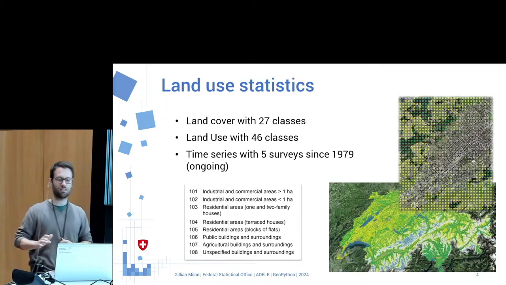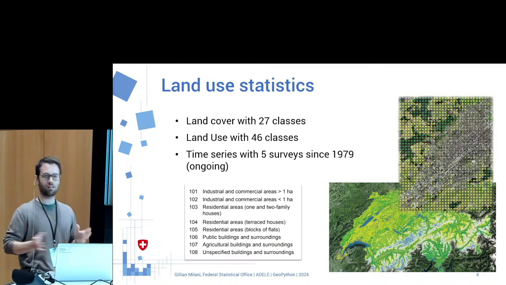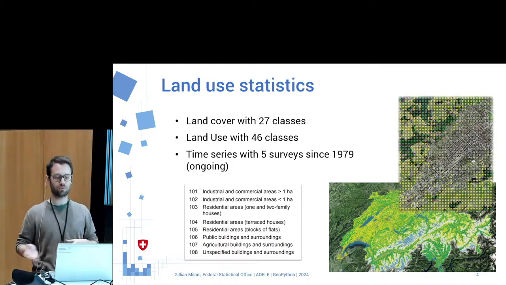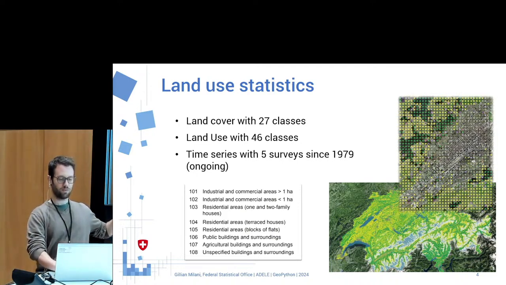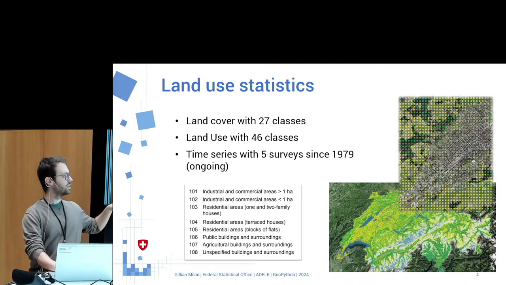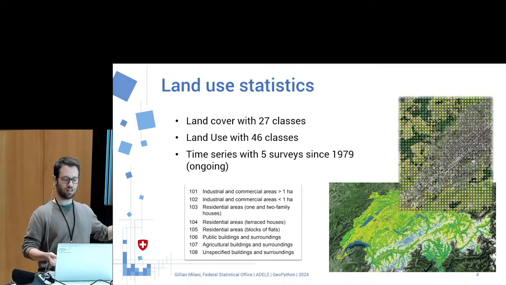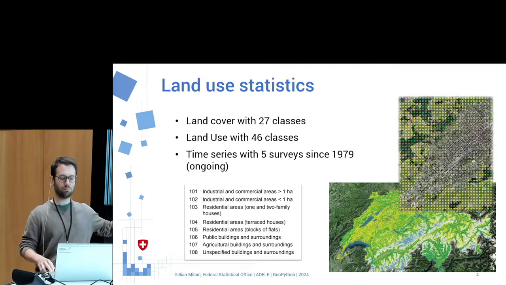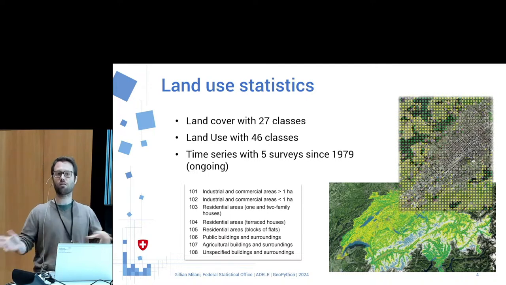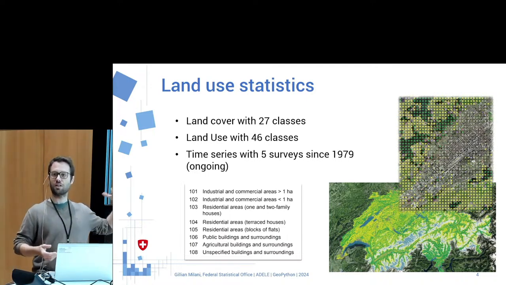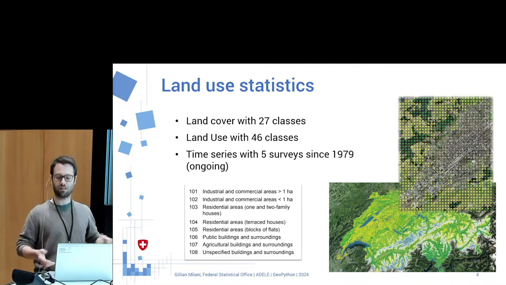So today we talk about the land use statistics in Switzerland. Land use statistics are composed of two different classifications: the land cover on one side with 27 classes, and the land use with 46 classes. Here I just wrote some examples of land use classes for residential areas so that you see the variety of the classes. For building, we have small industry, big industry, residential area, terraced house, block of flats, public buildings, agricultural buildings, and unspecified buildings. So it's all different kinds of buildings, and we'll try to detect that using aerial images. Okay, so you get a bit of the challenge.